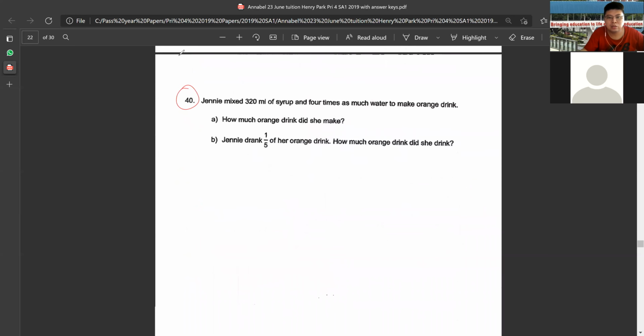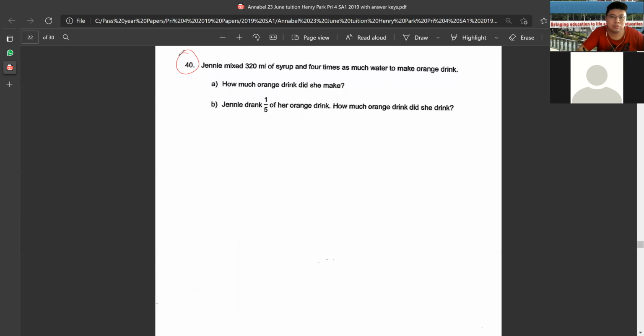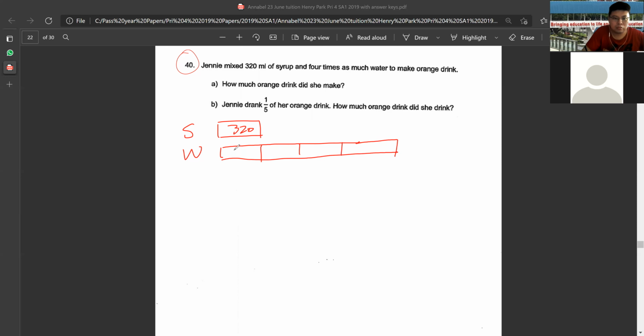How about question 40? Jenny makes 320 ml of syrup and 4 times as much water to make orange juice. So her syrup and water. So 4 times water, right? Yes. So here is how many?